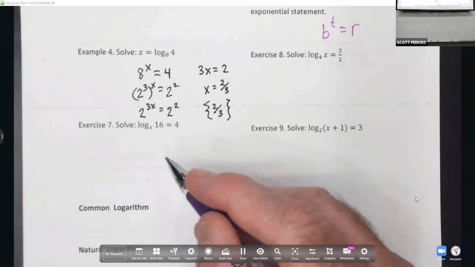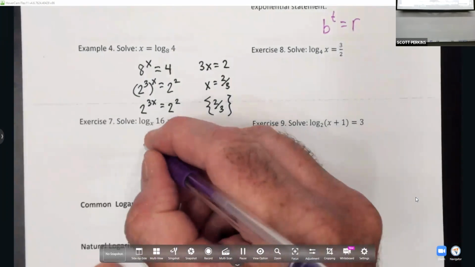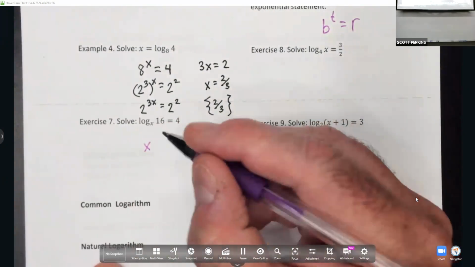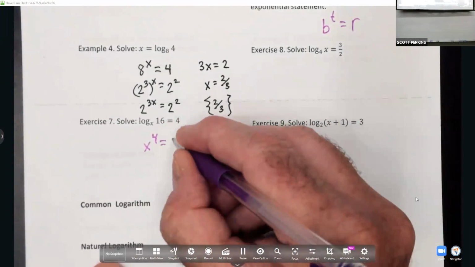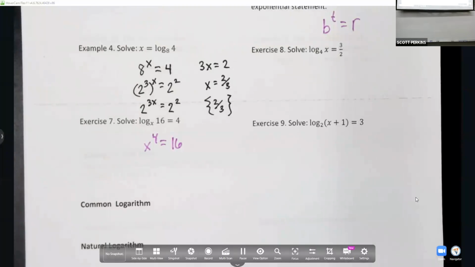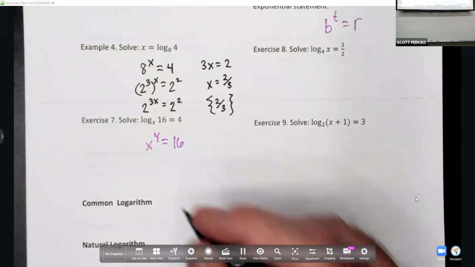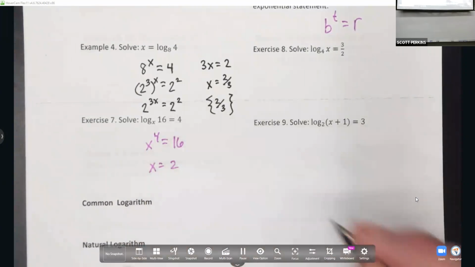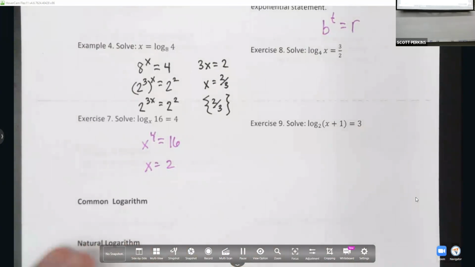First step, let's write this as an exponential. So what is the base? X. What's the power? 4. Logarithm is always equal to the power, and that's 16. So then what value, when I raise it to the 4th power, gives me 16? 2. Now you might be thinking, hey, -2. -2 raised to the 4th power gives me 16.